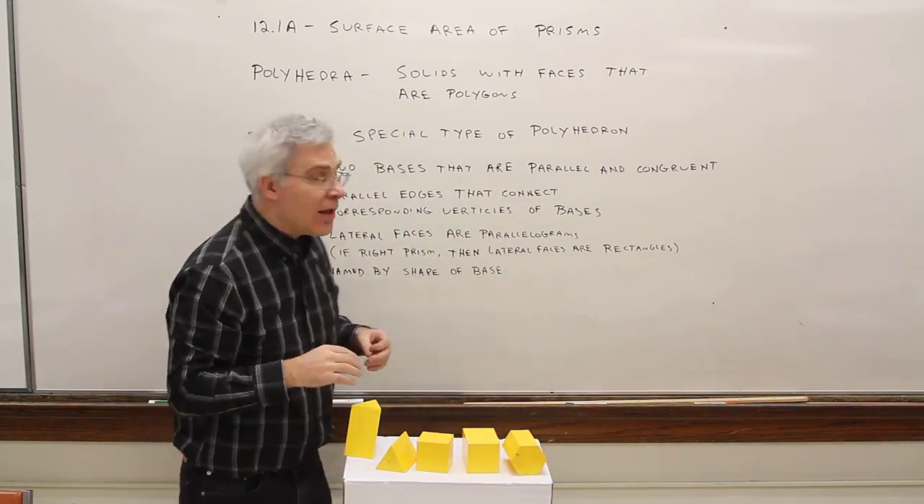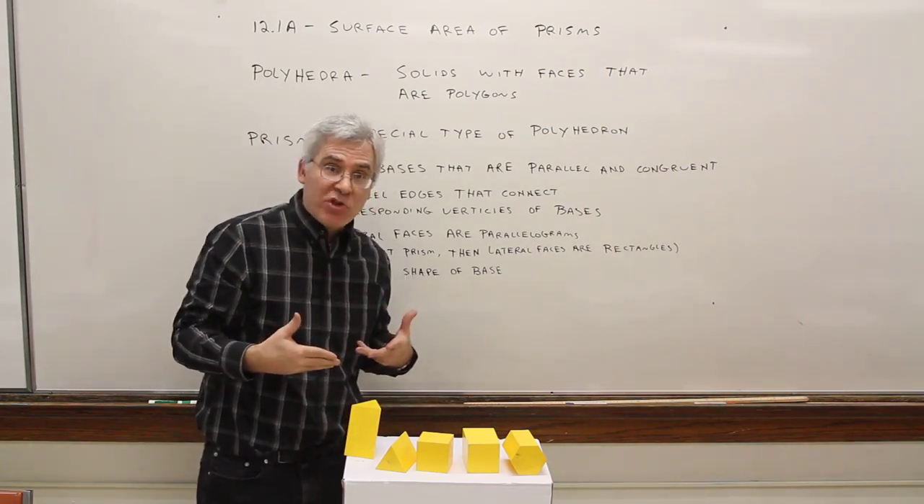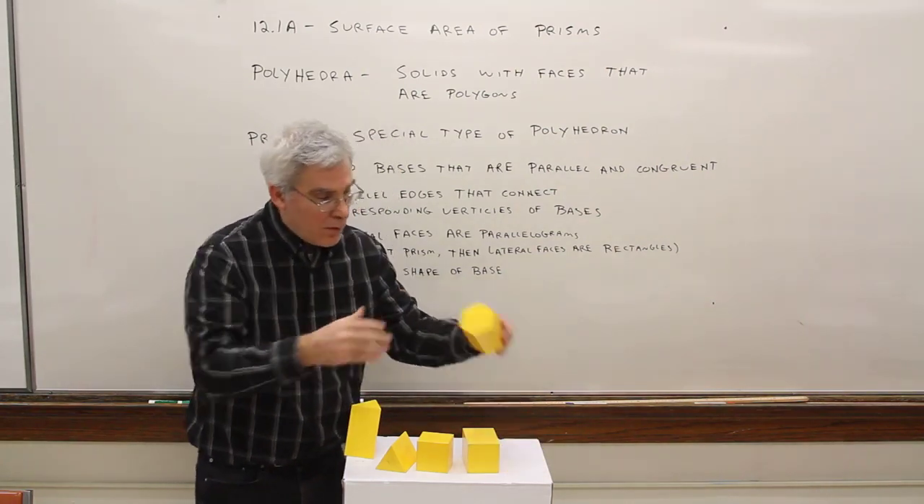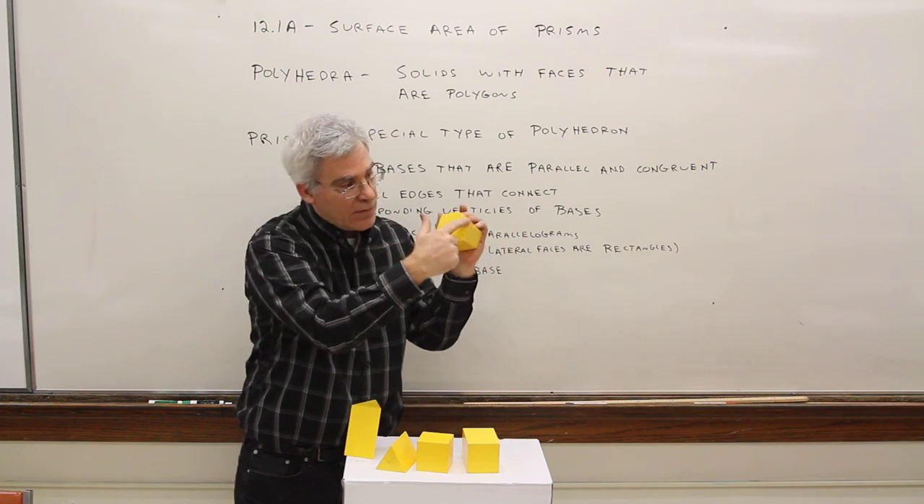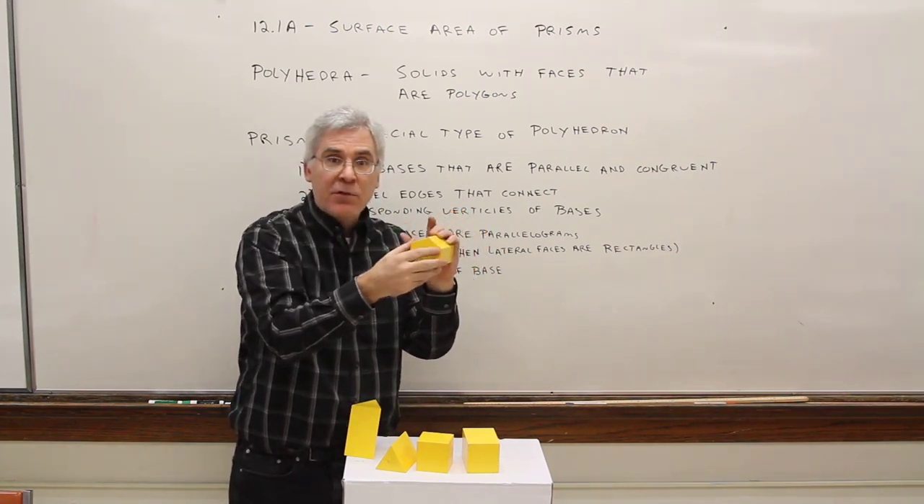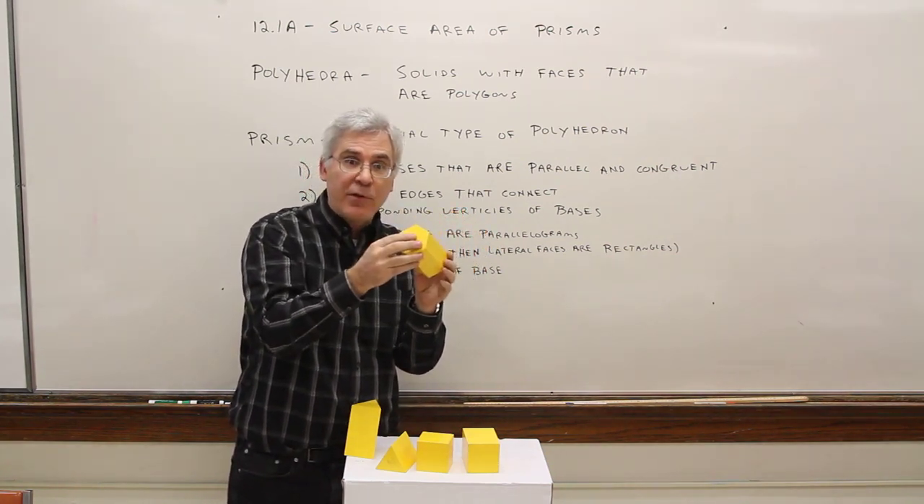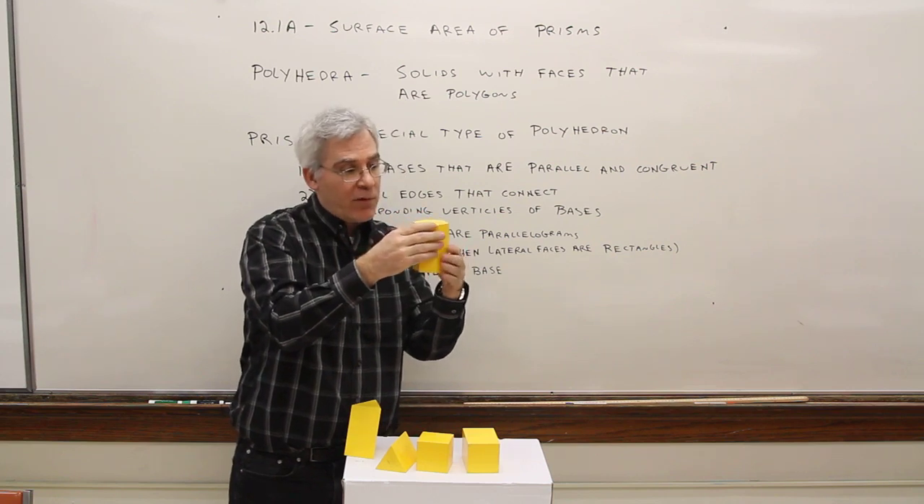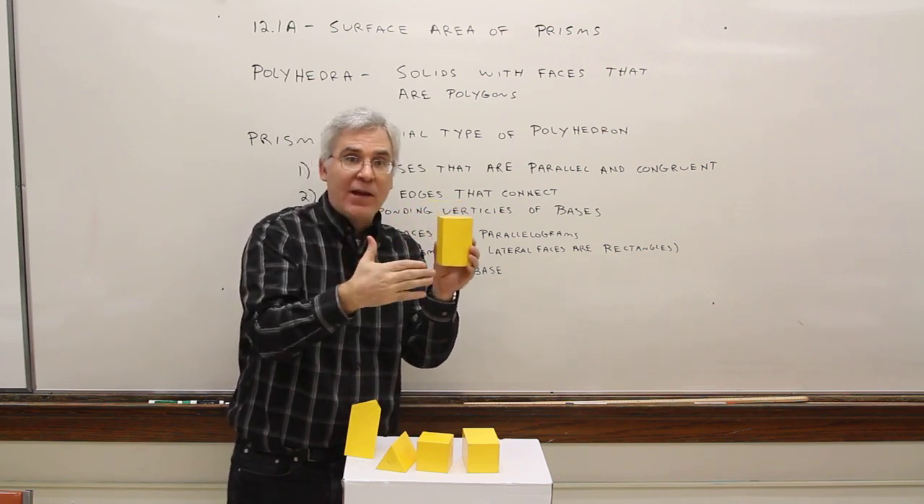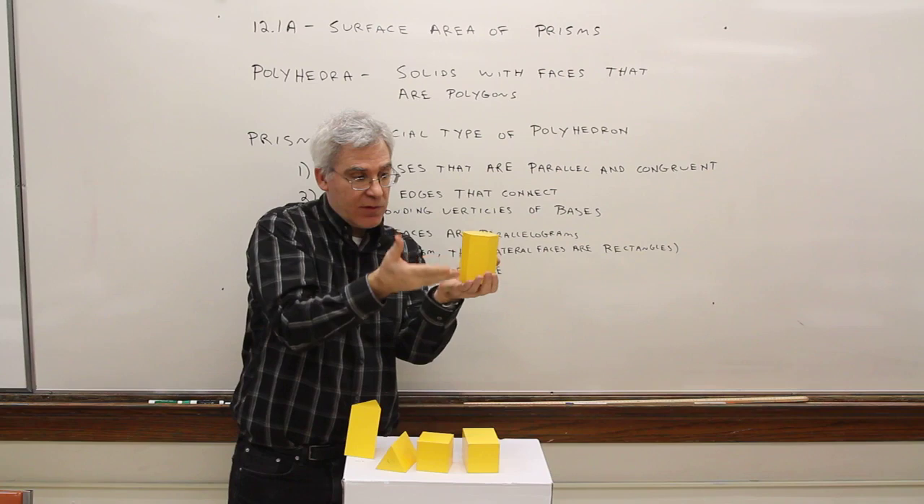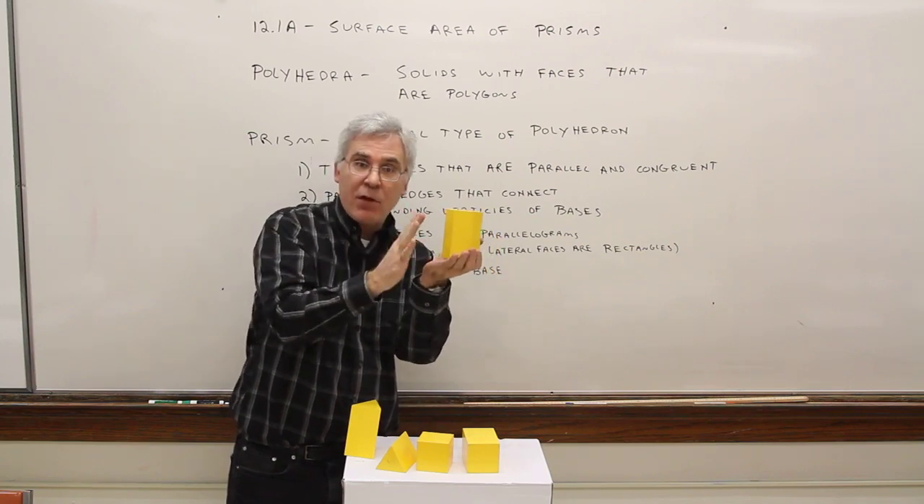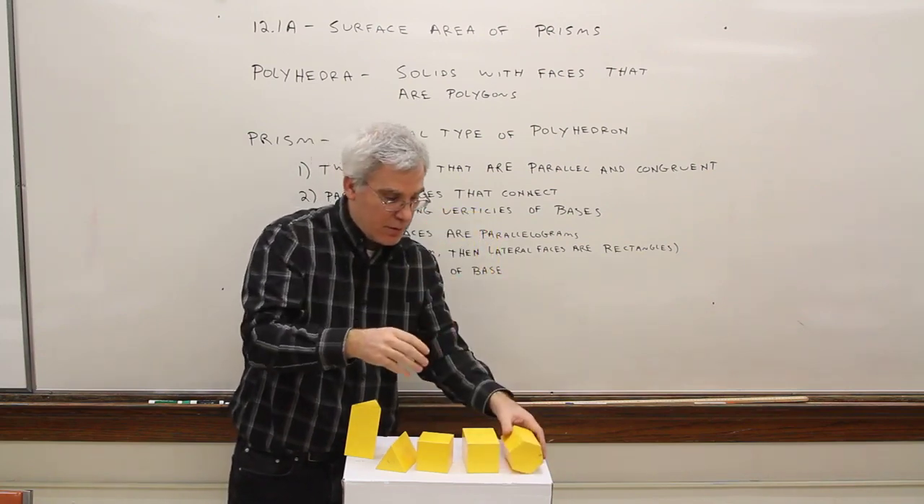And lastly, the prisms are named by the shape of their base. So this base is a hexagon, so we'll call this a hexagonal prism. If we want to be a little bit more precise, we could say it's a right hexagonal prism because the base and the lateral faces are perpendicular.